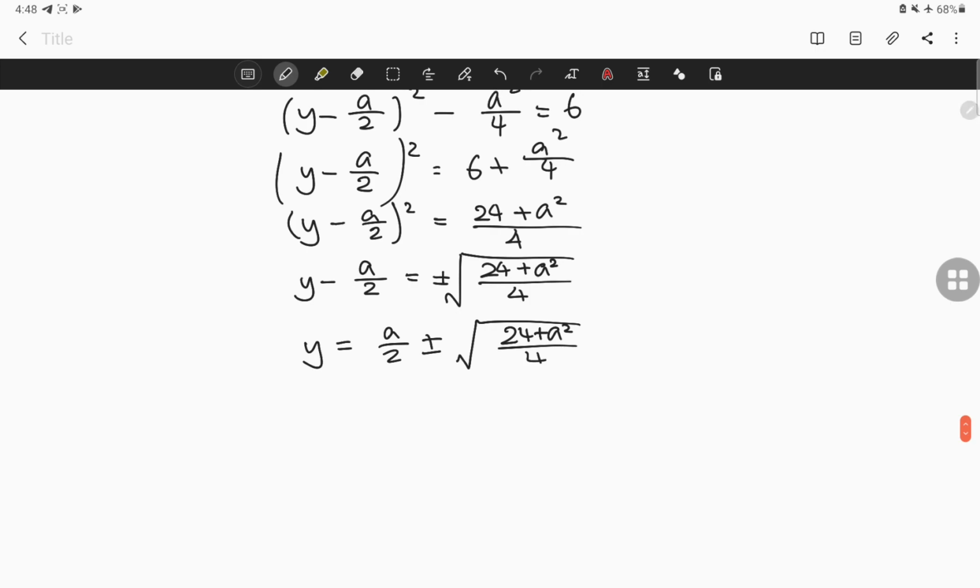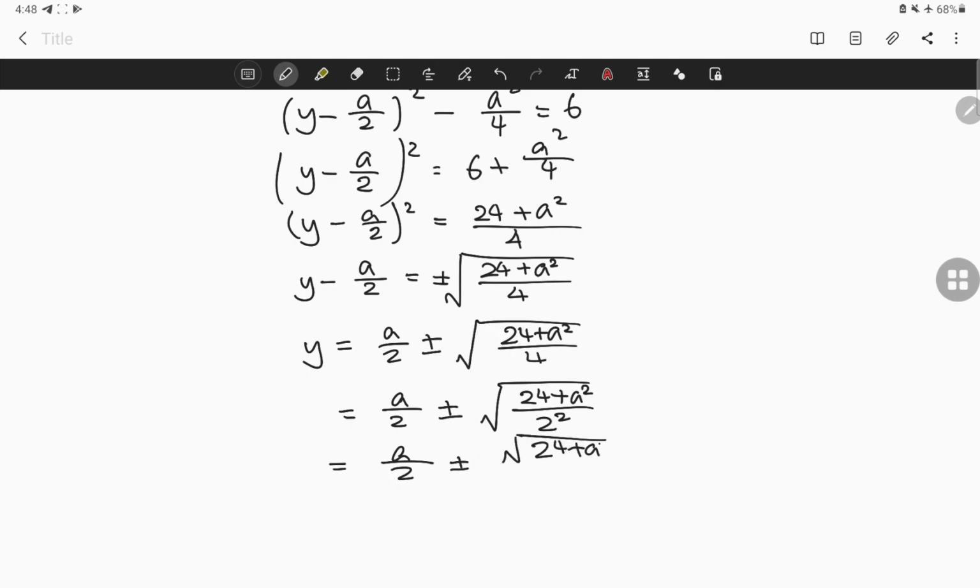But note that you can simplify this expression further. So let me just show you. Remember that 4 can be written as 2 squared. So basically, you will have square root of 24 plus a squared, divided by 2. And you can combine these two fractions together since they have the same denominator to get this. So there you go. This would be your answer for y.